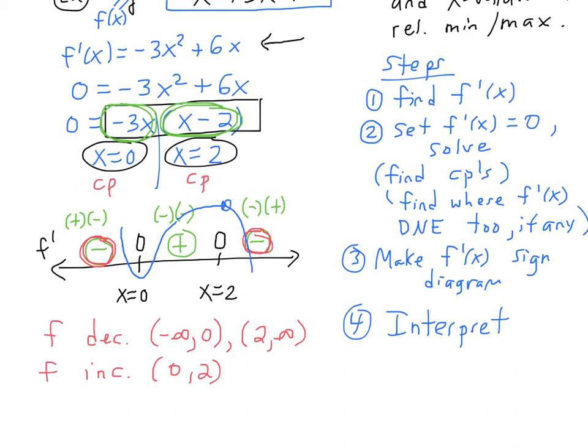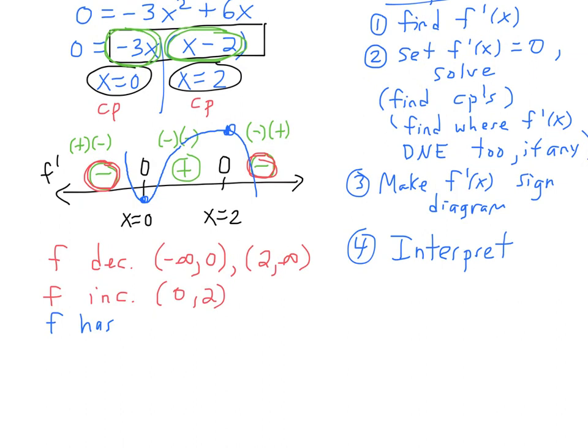So what we really have here at these 2 points are a min and a max. So f has a relative min at x equals 0, and we have a relative max at x equals 2. So again, if the derivative goes from negative to positive, we have a min. If it goes from positive to negative, we have a max.